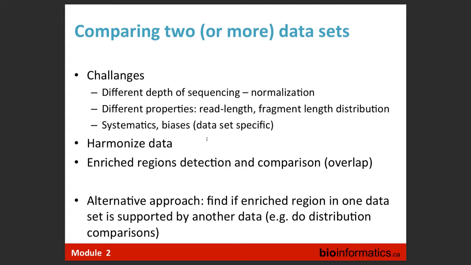If all your peaks are discordant, then something is wrong with your dataset. If the majority of your peaks are concordant and some are different, those are your differential peaks. Maybe let's start the tutorial and we can cover some of this.